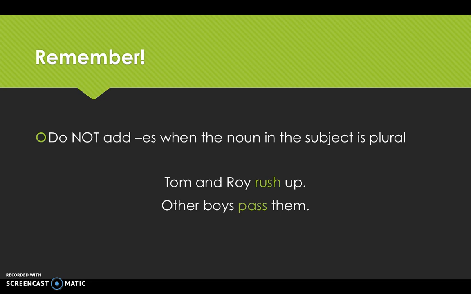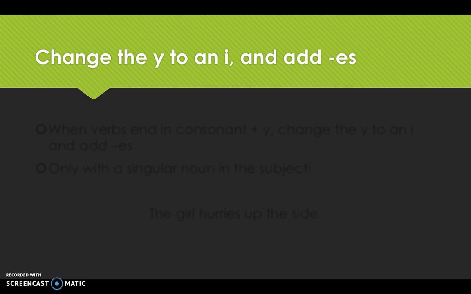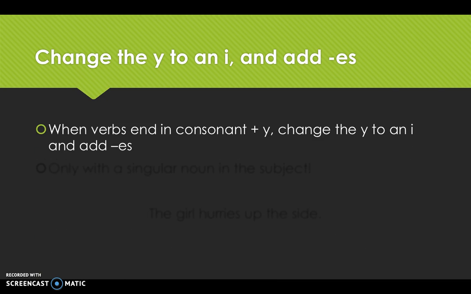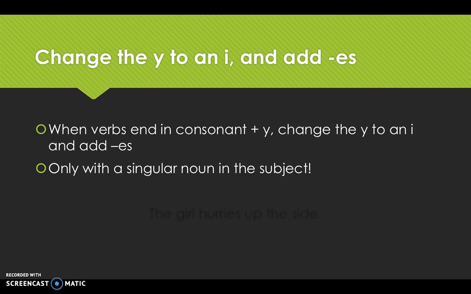They stay the same. Now, sometimes when a verb ends in a consonant and a Y, change the Y to an I and add ES. This should sound a little familiar, kind of like plural nouns. Only when there is a singular noun in the subject. Do not do this when there is a plural noun in the subject. It does not work.